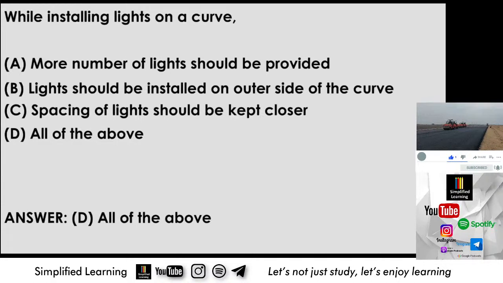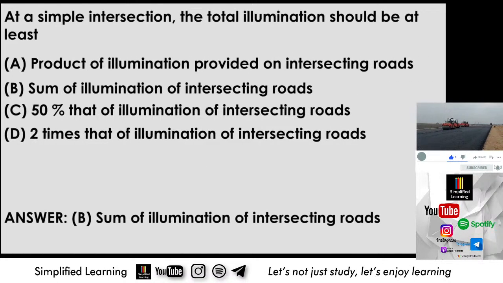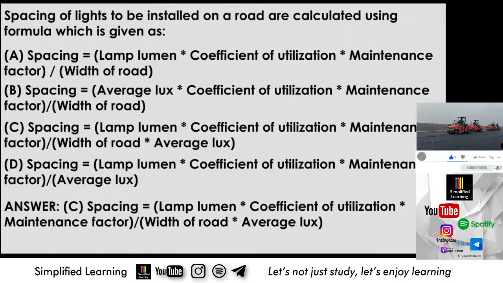Then while installing lights on a curve, more number of lights should be provided. Then light should be installed on outer side of the curve and spacing of the light should be kept closer. At simple intersection, the total illumination should be at least sum of illumination of intersecting roads. Then spacing of light to be installed on a road is calculated by using the formula which is given to us as spacing is equal to lamp lumen into coefficient of utilization into maintenance factor whole divided by width of road into average lux.